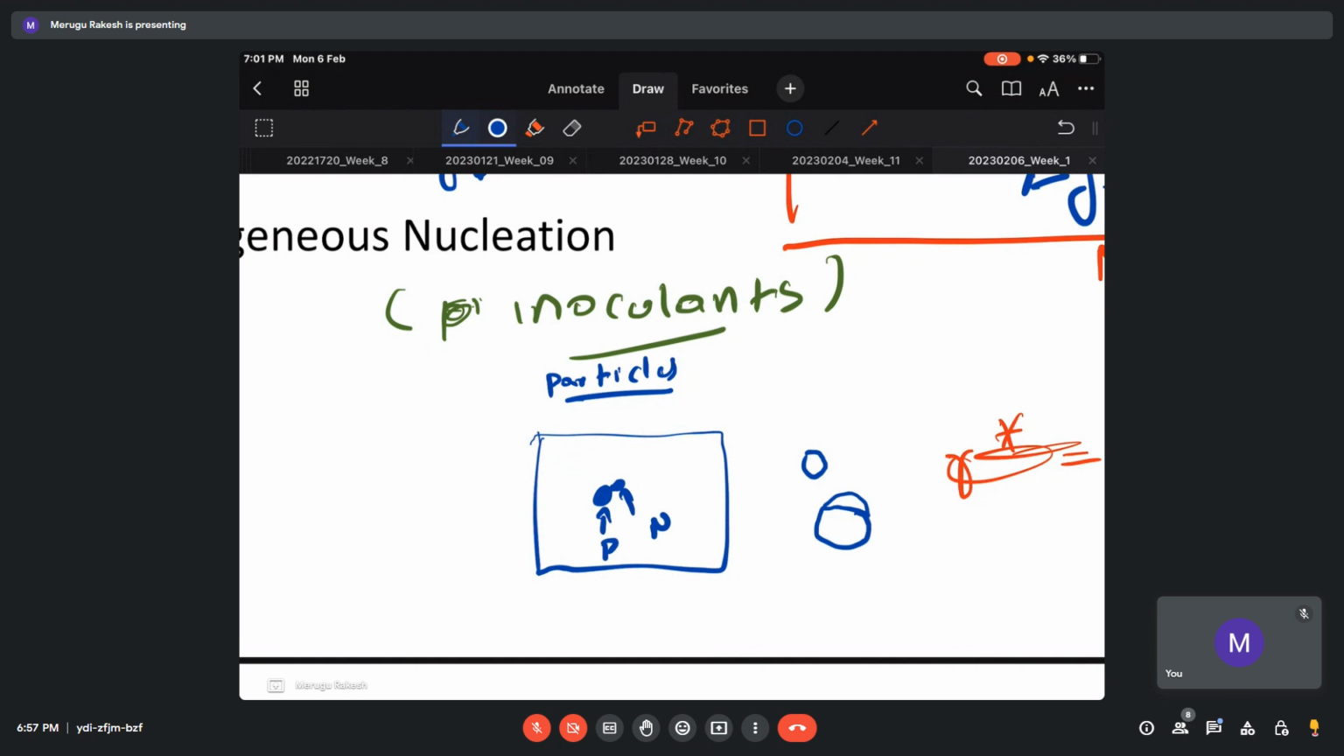When I use inoculants, the grain structure is very fine. That's why we use inoculants. In a similar case, if I have a surface here and a grain forms on it, the formation is easier. So on the surface also it forms more easily, which means it is also heterogeneous nucleation, not homogeneous nucleation.